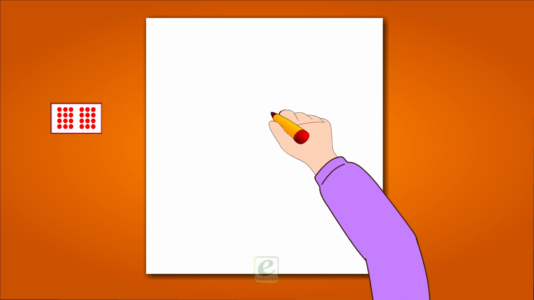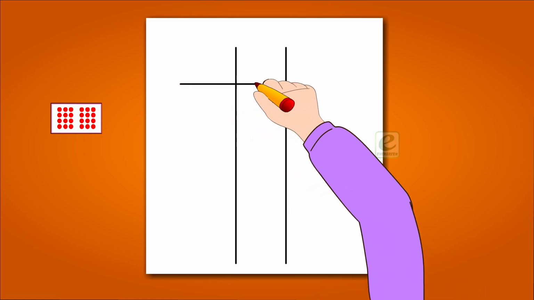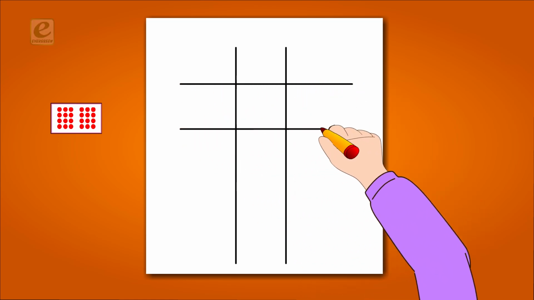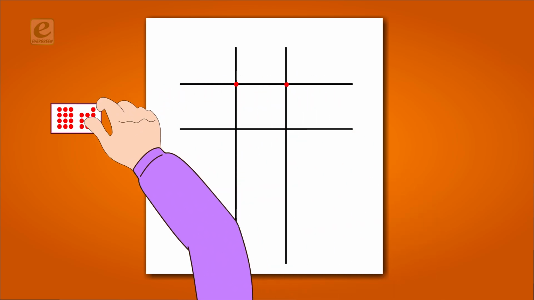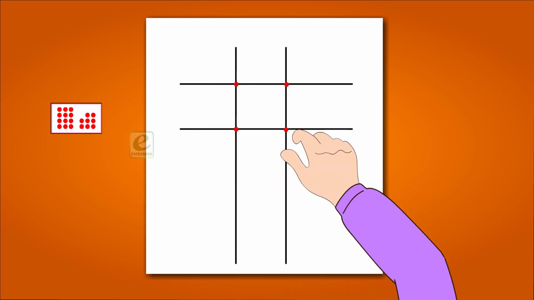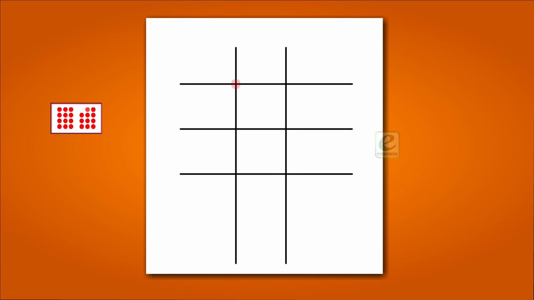Step 3. Again draw 2 vertical lines. Now draw 2 horizontal lines intersecting 2 vertical lines and paste bindis at the 4 points of intersection. These points represent 2 multiplied by 2 is equal to 4. Step 4. Repeat the above steps drawing 2 vertical lines and 3 horizontal lines intersecting at 6 points. These points represent 2 multiplied by 3 is equal to 6.